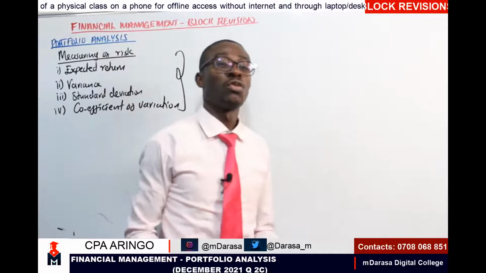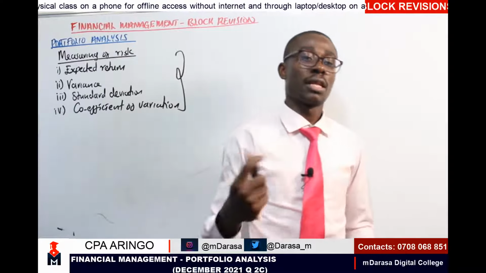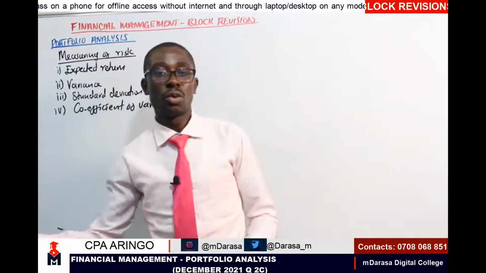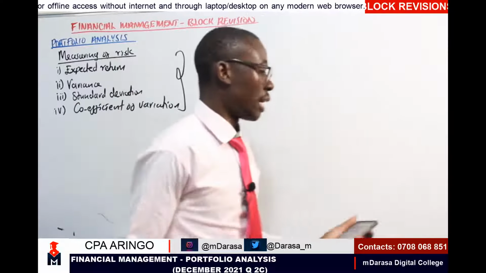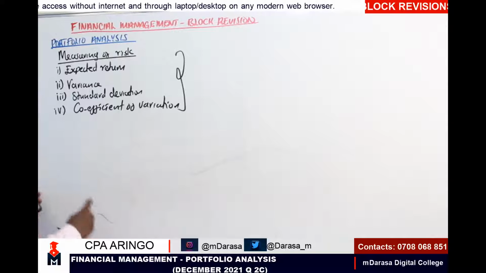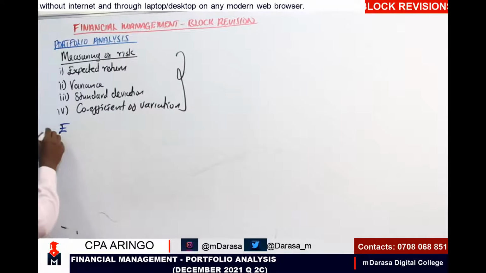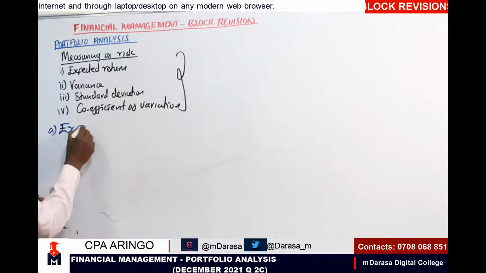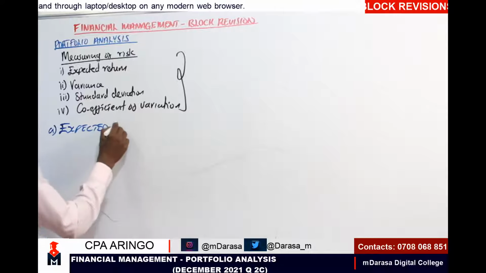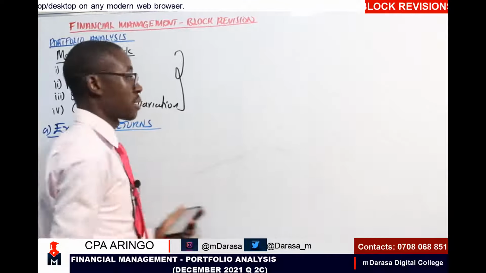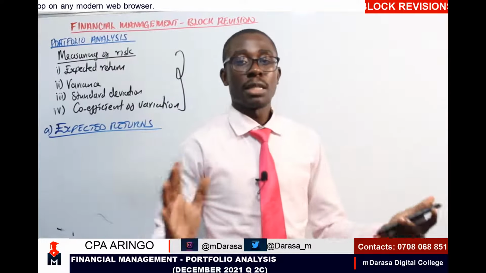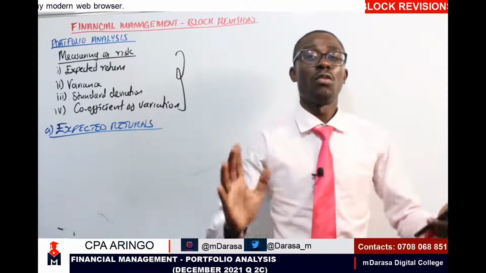That's a good thing with portfolio. Once you're able to understand the concept, you'll find that it will just flow all through. So very quickly, looking at A, which is our expected returns, my good students, what should we be able to understand anytime you're talking about expected returns? Basically you're looking at it as a form of average.